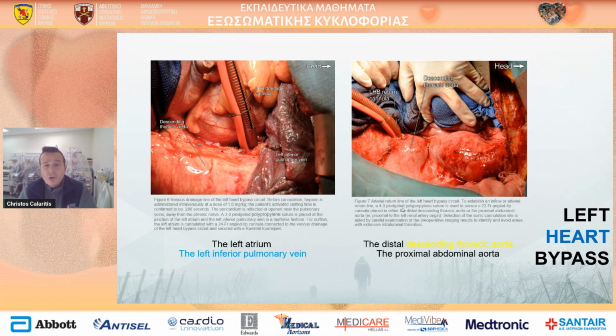We usually use a 22 French angle tip cannula placed in either the distal descending thoracic aorta or the proximal abdominal aorta. The selection of the aortic cannulation site is aided by careful examination of the preoperative imaging. Basically, that will determine where we will cannulate. And that is basically the cannulation technique.